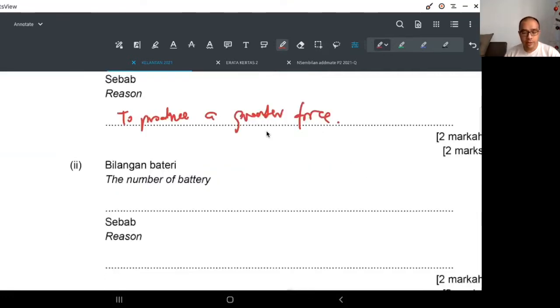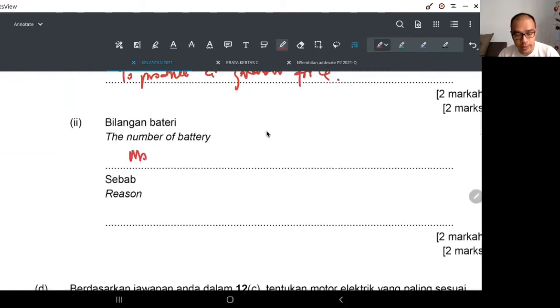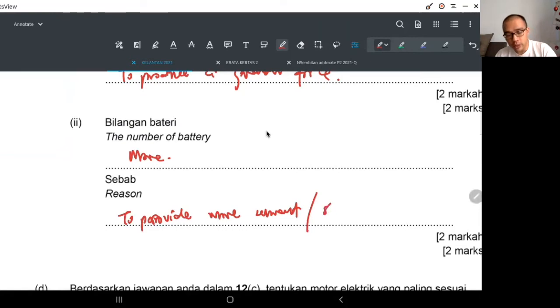Okay. Number of battery, more number of batteries. Okay, to provide more current. Okay, or if you understand, like I said just now, if you understand the connection between current and magnetic field, okay, stronger magnetic field. You can also say that. Okay, you can say stronger magnetic field. Or magnetic field in strength for the magnetic field increase also can.